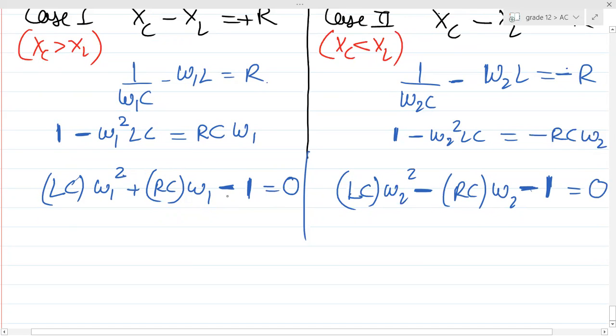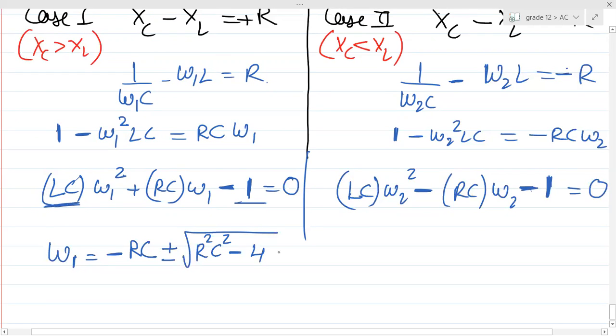So there are two quadratics formed over here. When you solve these two quadratics, you'll apply the quadratic formula, right? Everyone remembers the quadratic formula, right? What is the quadratic formula? Minus b plus minus under root b square minus 4ac. Can you see this is minus, so it will become plus, so 4LC, divided by 2a, so twice of LC.